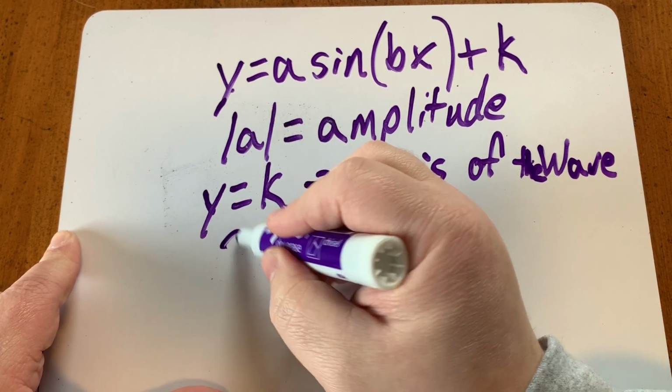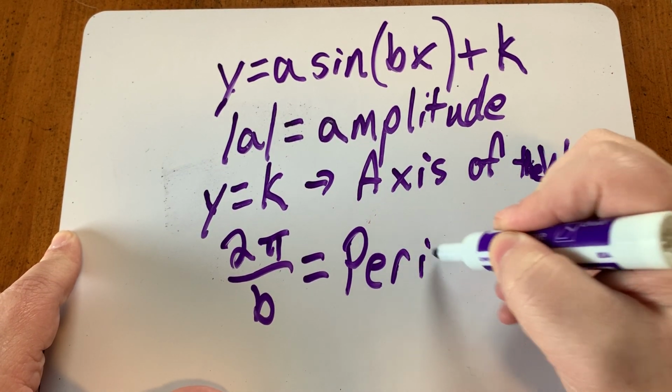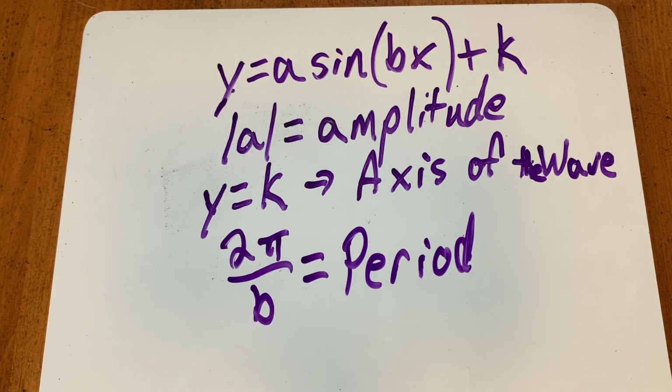And lastly, 2 pi over b gives us our period. So these are the things we know about a sinusoid so far.